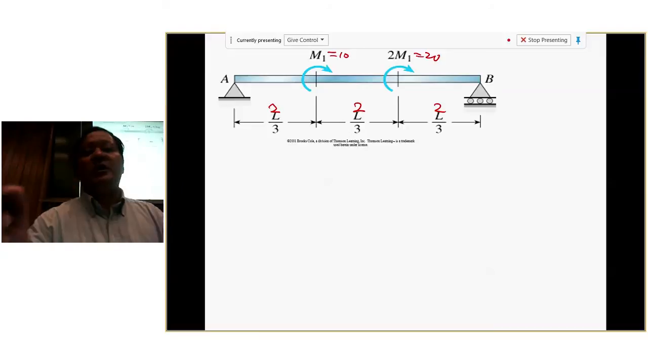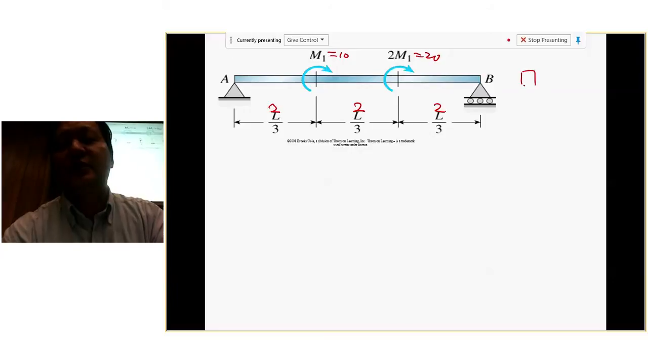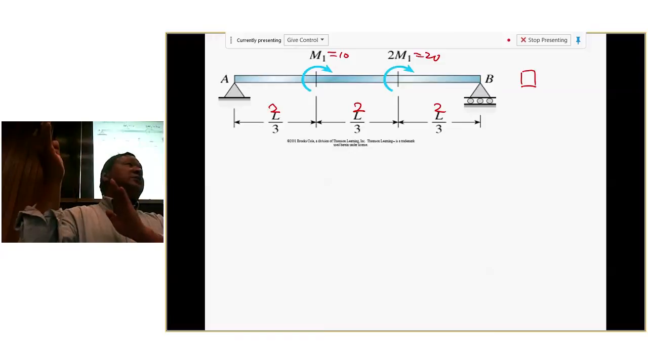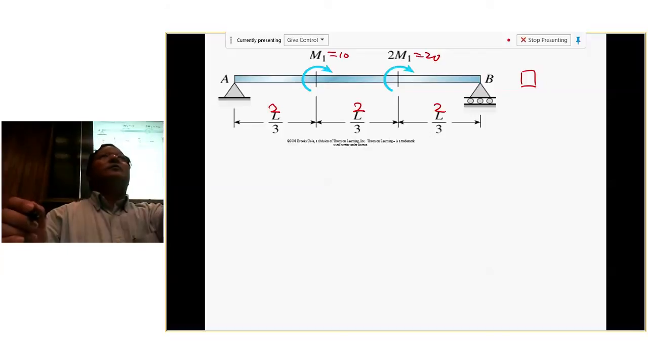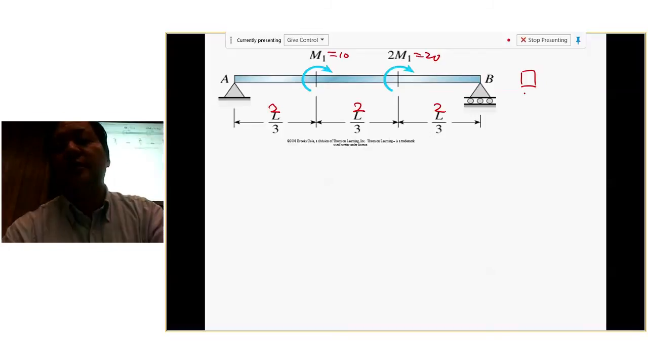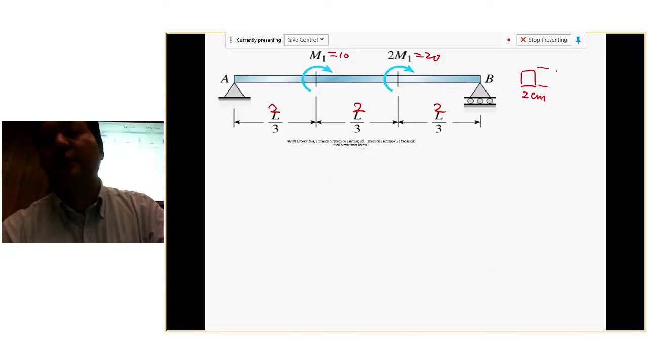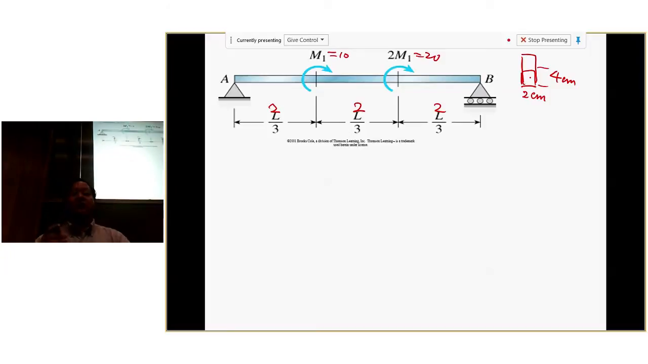Okay, so the question: what's known? We know all the loads, we know all the dimensions. But to calculate stress, we need to know the cross-section, right? What kind of cross-section do you want to give? Rectangular? Okay, rectangular, then we need the height and the width. Let's say the width is 2 centimeters, and the height is 4 centimeters. Maybe I need to draw it a little better, proportional. So that's the cross section of the beam.